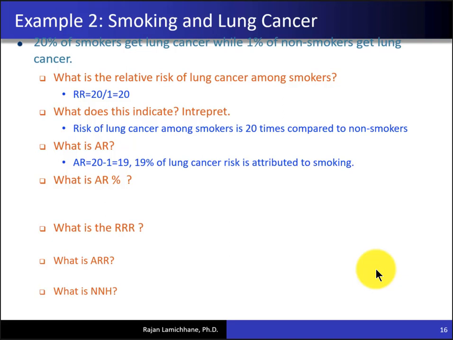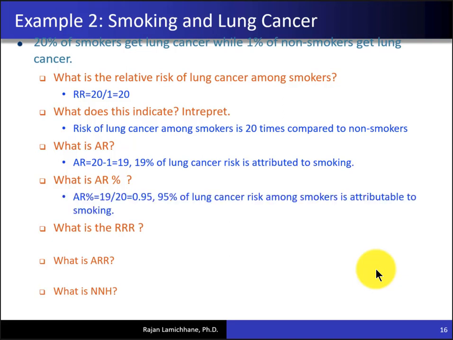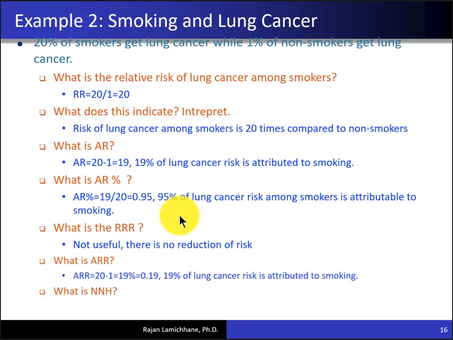Now, if you want to calculate the percentage, then you can just calculate this 19 attributable risk out of 20 in this exposed group, which is 95%. So in the exposed group, among the smokers, 95% of lung cancer risk is due to smoking. Now, what is reduction in relative risk? Since relative risk is more than 1, we cannot calculate this RRR. Similarly, you cannot calculate ARR.